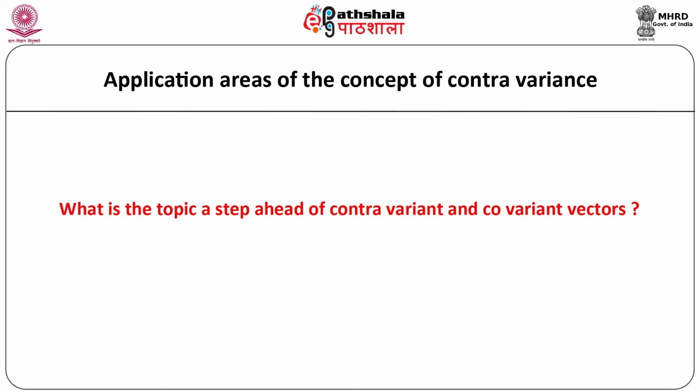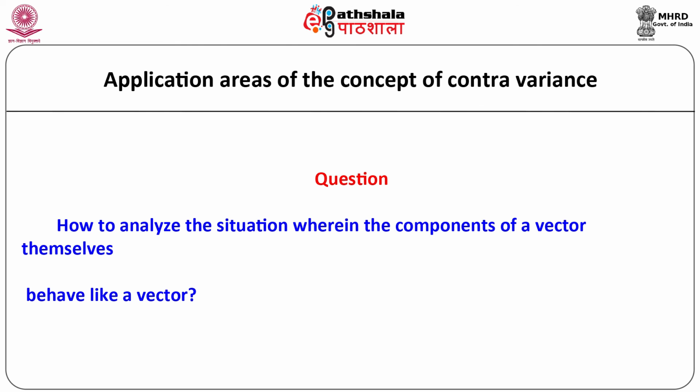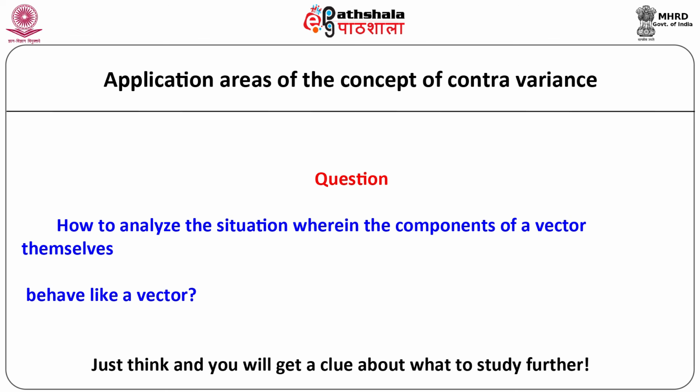Well friends, so far you have coined the terms like scalars, vectors, pseudoscalars, pseudovectors, and now contravariant and covariant vectors. Definitely you will ask the question, what is the topic a step ahead of contravariant and covariant vectors? To get the answer, may I request you to think over one question. The question is like this: how to analyze the situation wherein the components of a vector themselves behave like a vector. Just think and you will get a clue about what to study further.